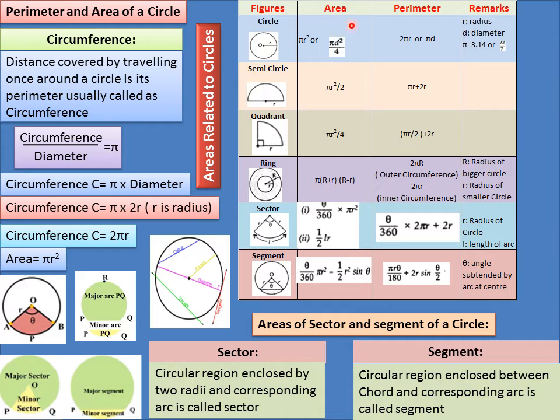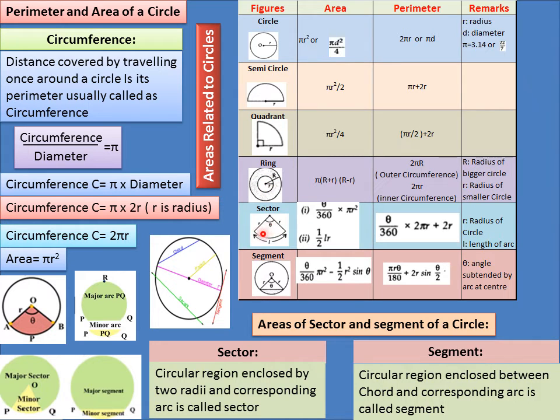So the area of this ring is nothing but equal to pi into capital R square minus small r square. Then the perimeter of this ring: for the outer circumference, the perimeter is 2 pi R, and for the inner circumference it will be 2 pi small r. So capital R is the radius of the bigger circle and small r is the radius of the smaller circle.